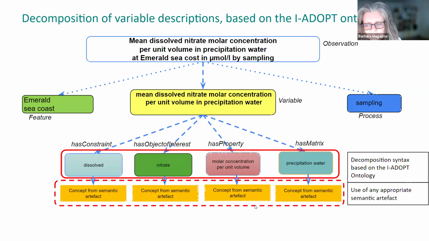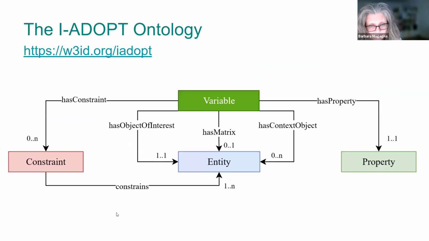And for this, we have created an ontology, the I ADOPT ontology, that distinguishes between 4 important object properties: has constraint, has object of interest, has property, and has matrix. And all these terms or concepts should be taken from existing semantic artifacts or be created as individually accessible concepts. So this is the ontology very quickly.